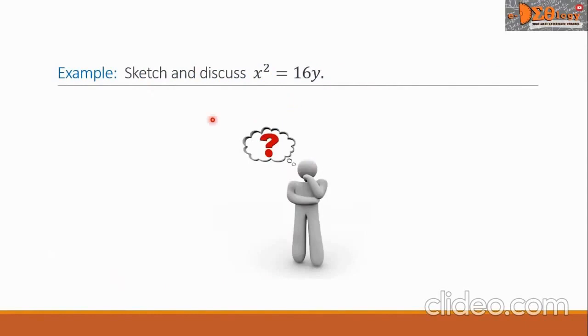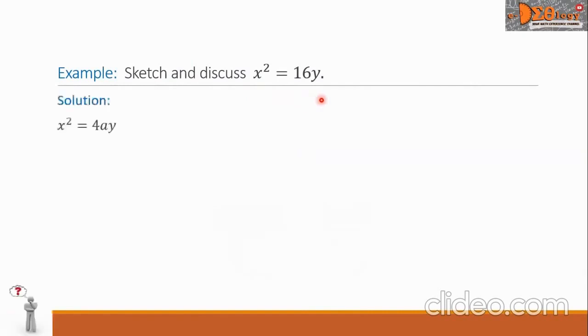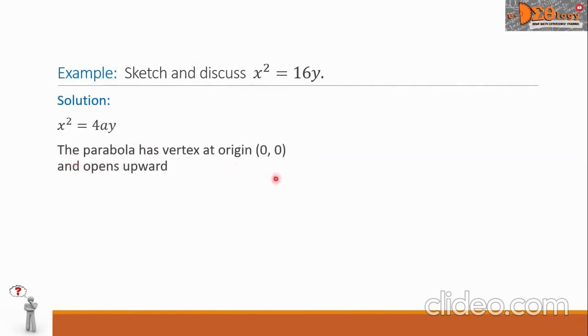Let us see this example. Sketch and discuss x squared equals 16y. For our solution, we can see that this given equation conforms with our equation of parabola x squared equals 4ay. So it means this is a parabola with vertex at origin (0, 0) and opens upward.